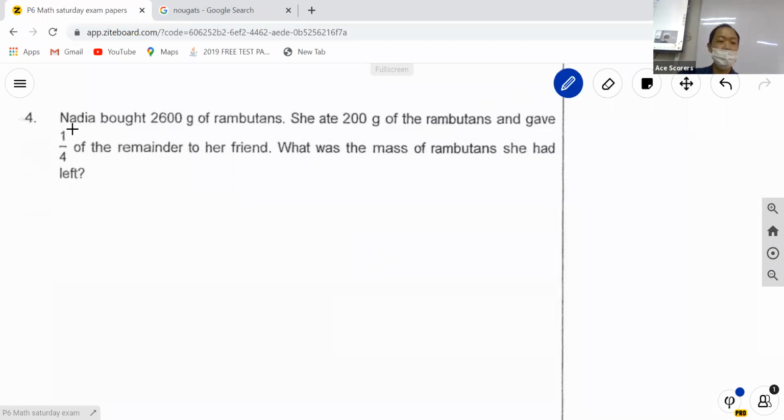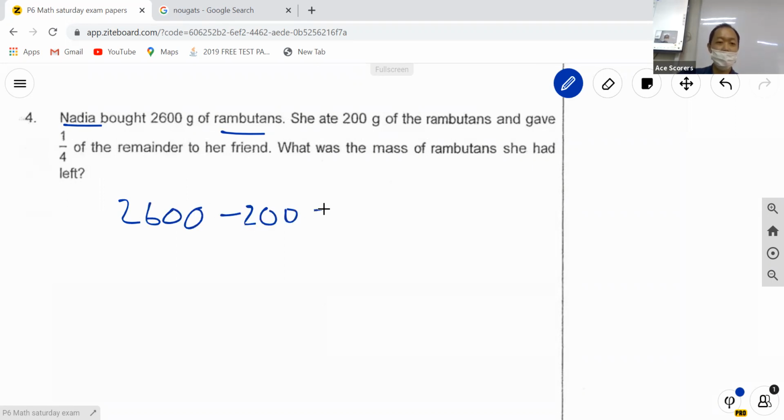Next. So Nadia bought 2,600 grams of rambutan. She ate 200 grams and gave 1/4 of the remainder to her friend. What's the mass she had left? I think that's pretty easy. So 2600 minus 200, right?